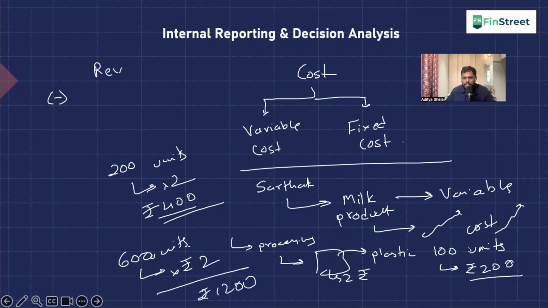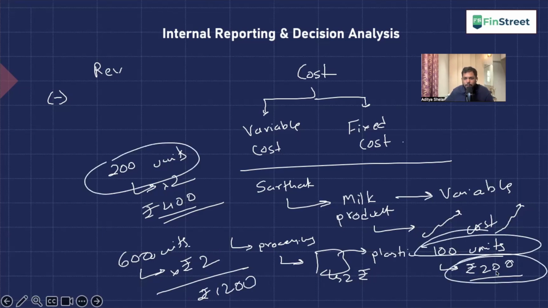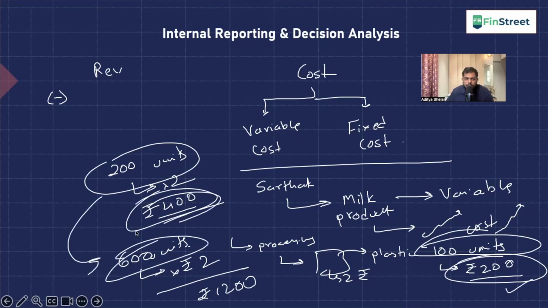So if you can see, as soon as my units are increasing from 100 to 200, my cost increased from 200 to 400. As my units increase from 200 to 600, my cost increased from 400 to 1200. This growth, this increment in your cost, which is aligned to your production, sales, this type of cost is called variable cost.